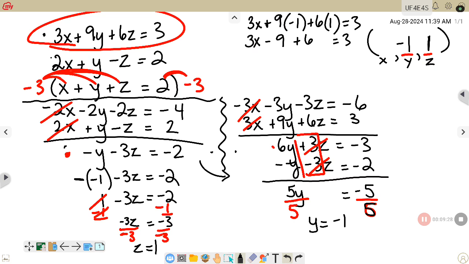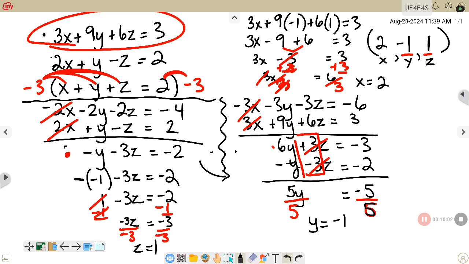I can put these together. They're on the same side. So 3x, negative 9 plus 6 gives me negative 3, equals 3. Solving for x, I'll add the 3 to both sides. So 3x equals 6, and then divide by 3. Those 3's cancel. So you are left with x equals 2.